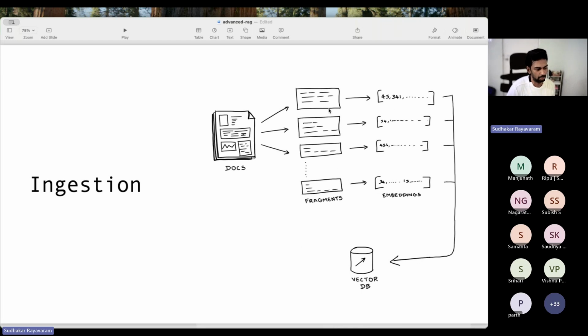So that is what is happening here in ingestion. We convert thousands and thousands of fragments to embeddings and store the embeddings in a vector database, so that we can search the vector database to find the most closely related cluster that would have all the information to give us an answer for our question, right? So this is all with respect to ingestion.